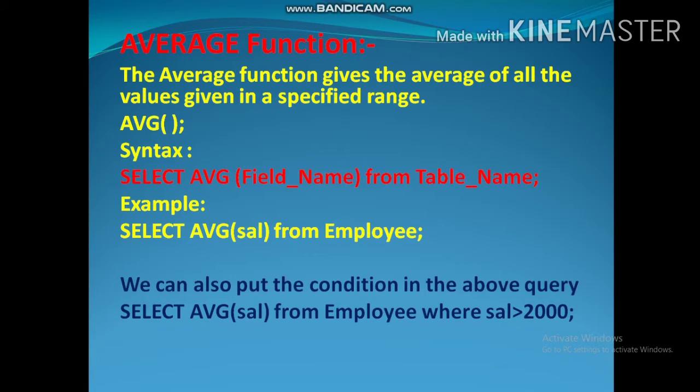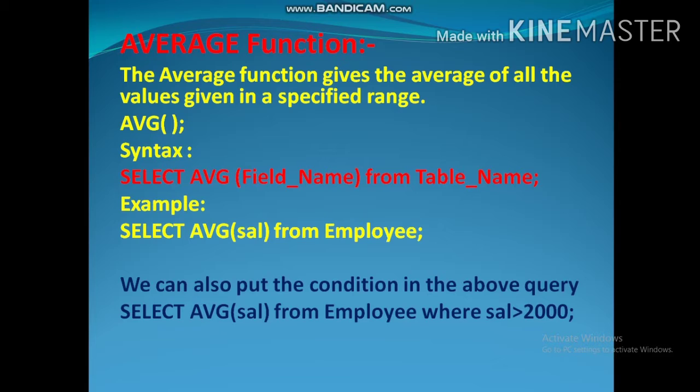Average function. The average function gives the average of all the values in a specified range. Whichever field name you select, it finds the average of that field. The syntax is the AVG function: select AVG field name from table name. All of this can be used only with the help of the select command. The example is select AVG of SAL, that is the salary of the employee, from the table name employee. It finds the average salary of the employees from the field SAL.